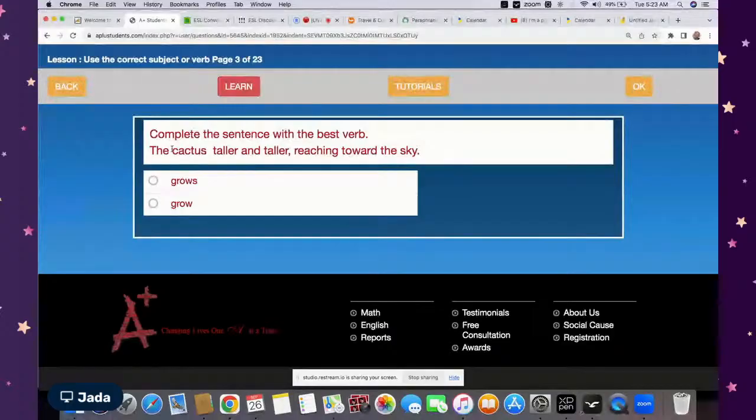All right. So what's your answer for this one? What's your answer, guys, for the next one? We have the cactus dash taller and taller, reaching toward the sky. One. Okay, thank you. Okay, grows. Okay.